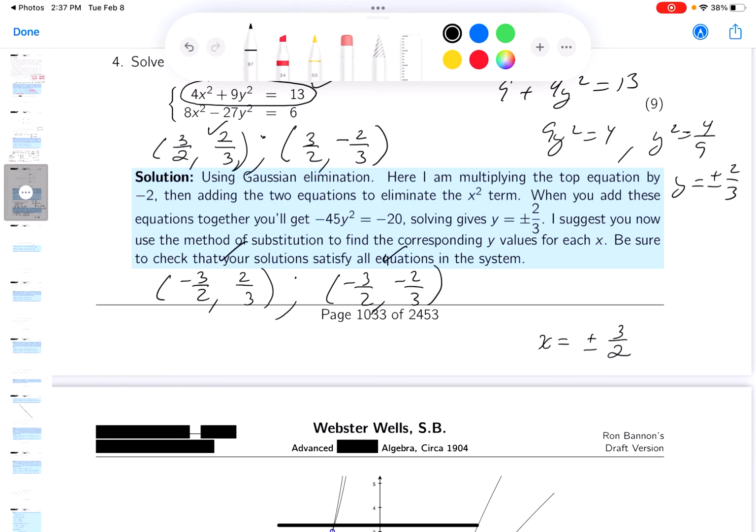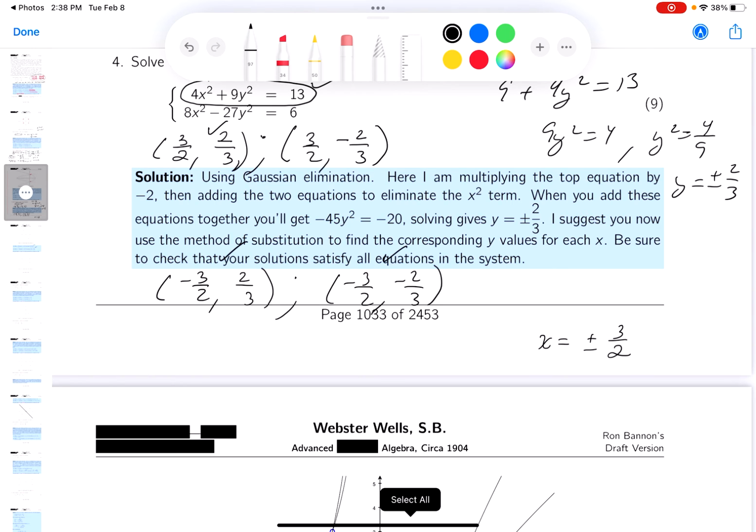It says using Gaussian elimination, here I'm multiplying the top equation by minus 2. Well, something different than I did. Then adding 2 equations together, eliminate the x squared term. When you add these together, you get this over here. I suggest you now use the method of substitution to find the corresponding y value for each x before you check that your solution satisfies the equations in the system. And so they got the y first, and plus or minus 2/3. And let me put that in there, all right? So the y is plus or minus 2/3, and I'll pick the top equation to do that.